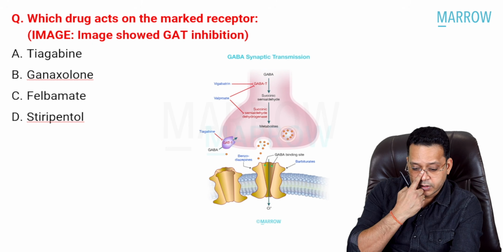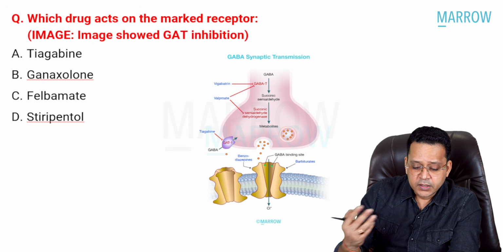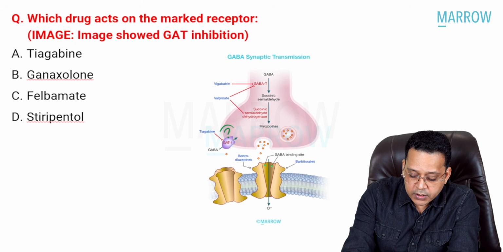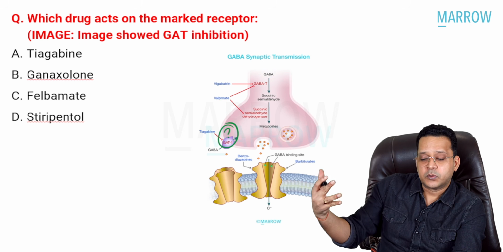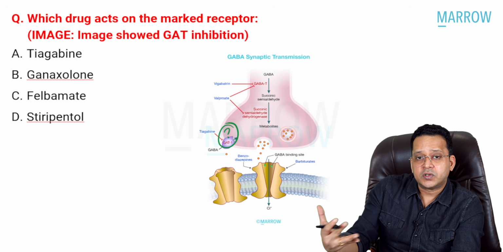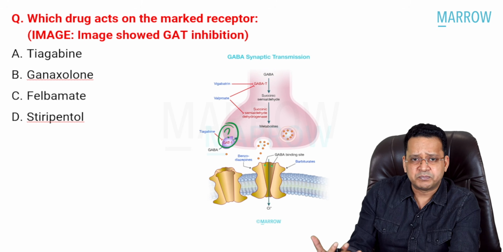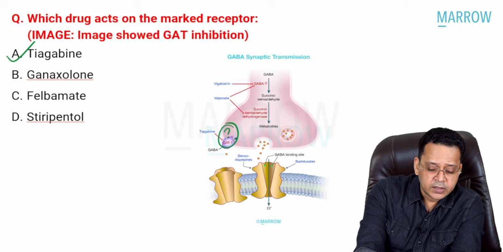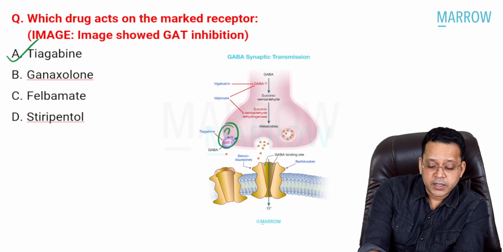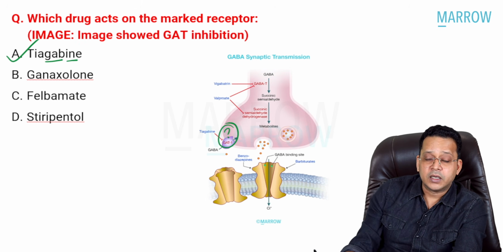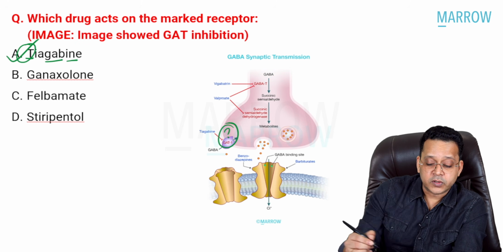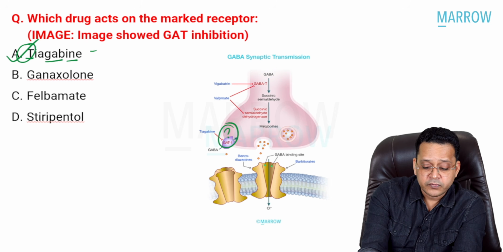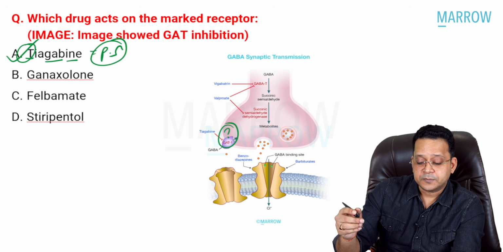Now the last one here: which drug acts on the marked receptor? So this is the Indian student GAT inhibition. The marked one was GAT. GAT is GABA transporter. And they asked you which drug acts upon the GABA transporter. We have studied about this in Marrow. The only drug that inhibits the GABA transporter. So GABA, IN means inhibits, G means GABA. GABA inhibits what? Transporter. So tiagabine is a GABA transporter inhibitor that is used only for treatment of partial seizure, right?